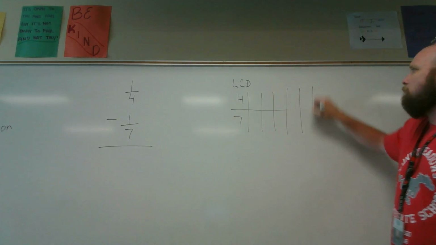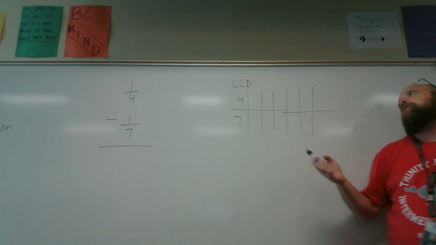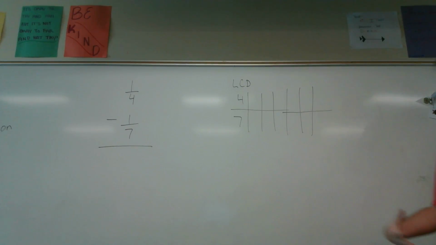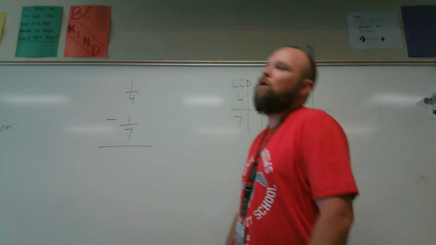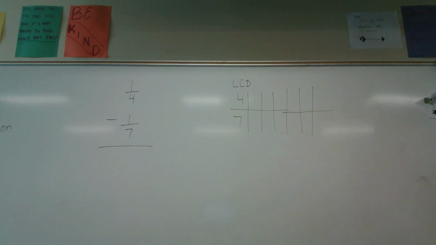And you know, if you have a multiplication chart, you can always look at that. Because you'll see all your multiples of 4, you'll see all your multiples of 7. Then you find the first one that shows up in both of those rows.